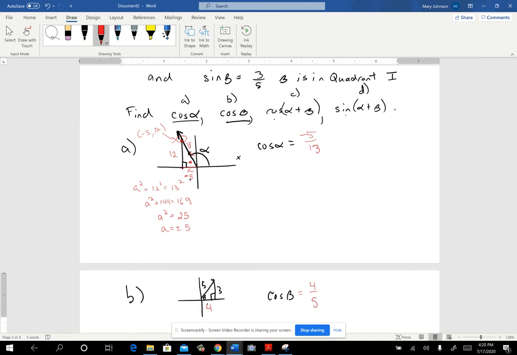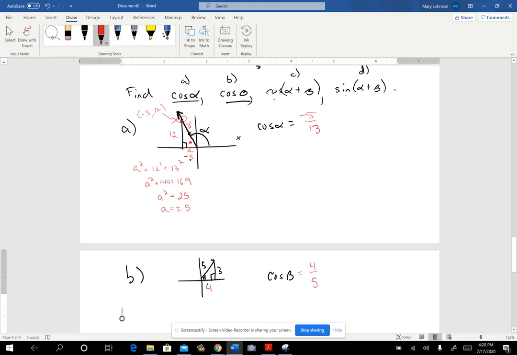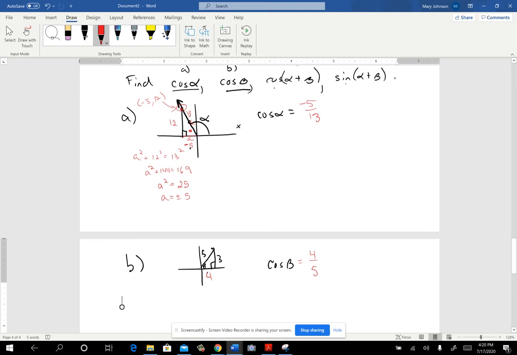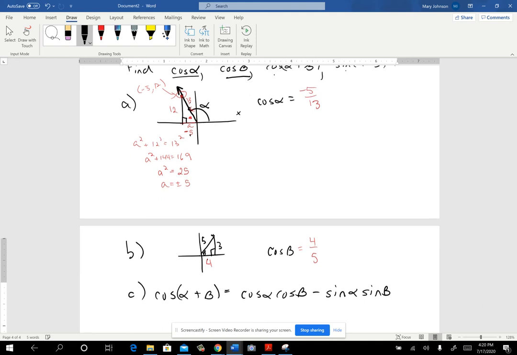All right, so now they're asking us, after we've done that, we're kind of done with the information, and we're ready to go in and do cosine of alpha plus beta. And this is where you would look at your formula sheet. It's a cosine, so that means the cosines stay together and the sign changes. Then just verify that you've got that formula correct.